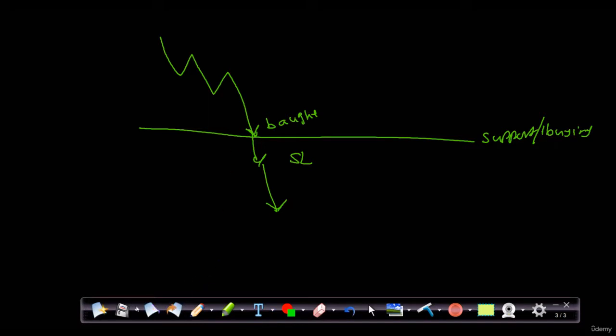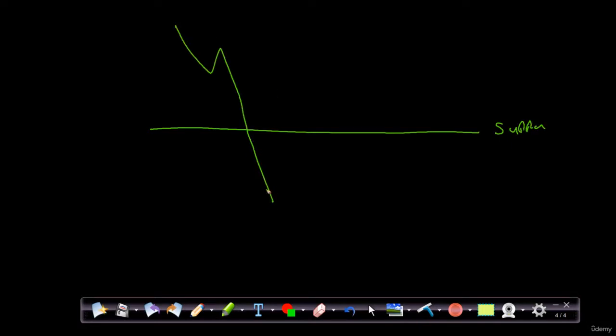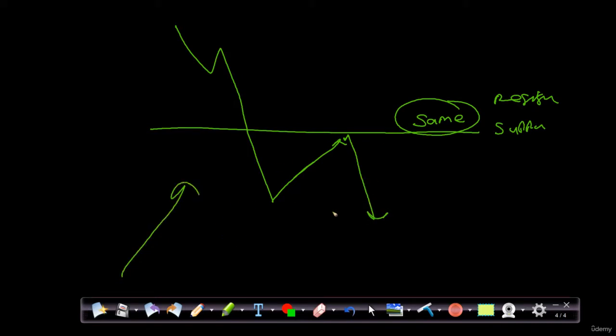Now again, the myth: suppose this is the support area. If the market moves from upside to downside and breaks it, then after some time the market will move upside again. Previously it acted as support, but now I'm telling you again, the same line will act as resistance, and the market will move downside from this area if it is coming from down to upside.